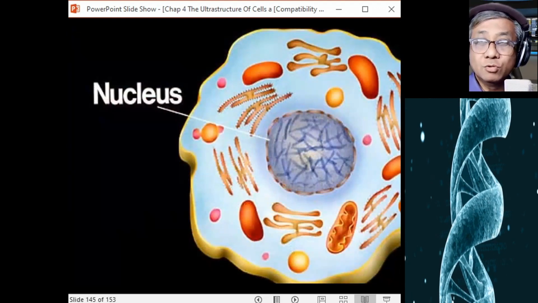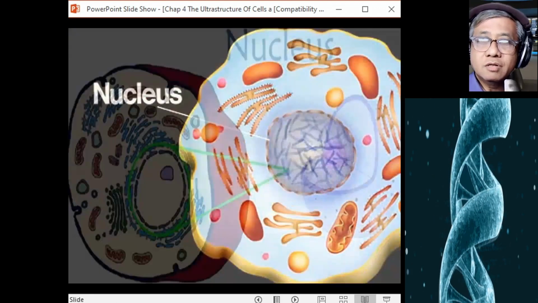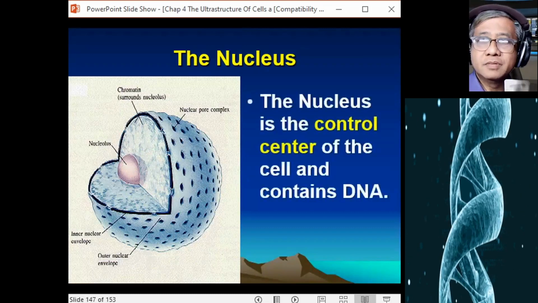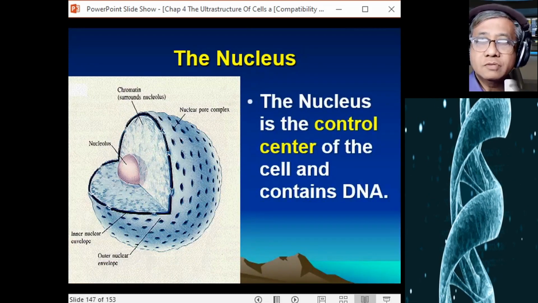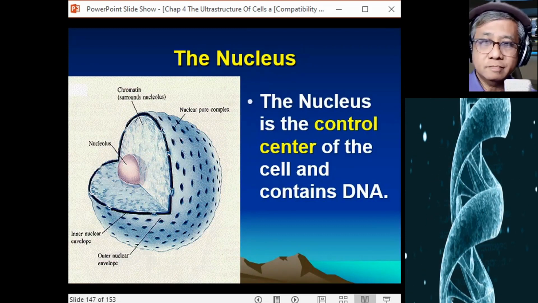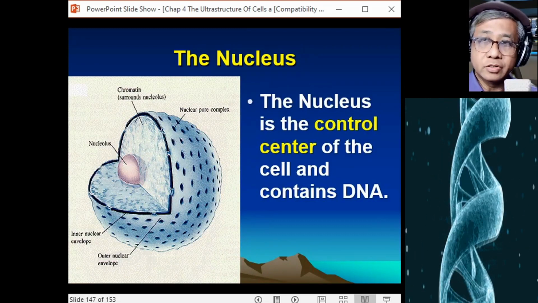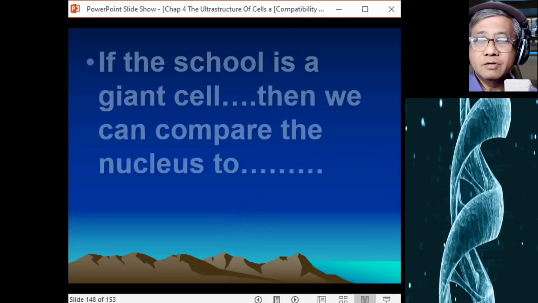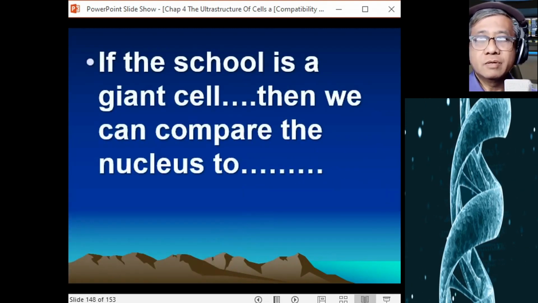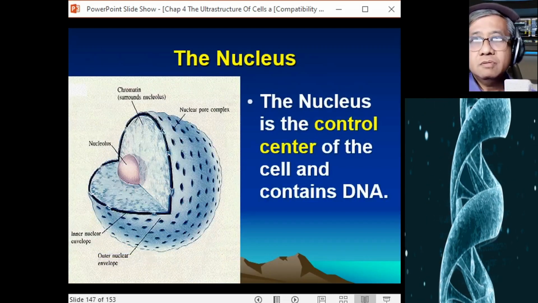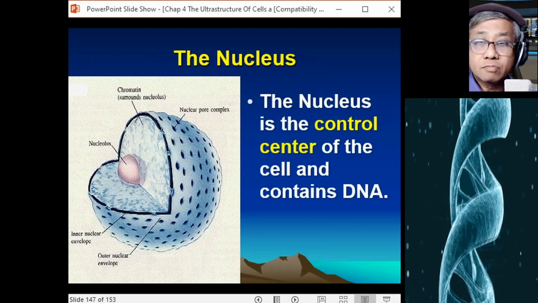Okay, let's talk now about the nucleus. Now, the nucleus is said to be the control center of the cell, and it also contains our genetic blueprint, DNA. So the nucleus is composed of the following structures: the nuclear membrane, the nucleolus, and chromosomes.